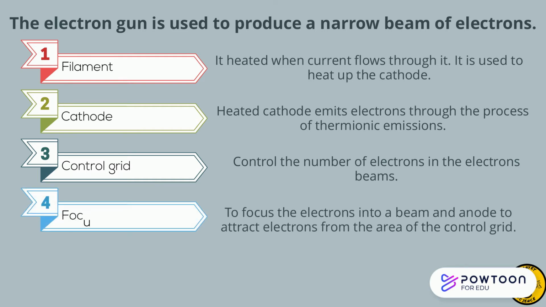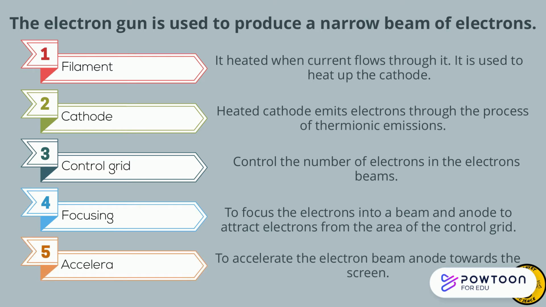Fourth, focusing anode, to focus the electrons into a beam and attract the electrons from the area of the control grid. And finally, accelerating anode, to accelerate the electron beam towards the screen.